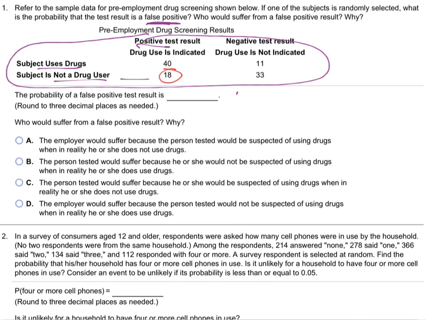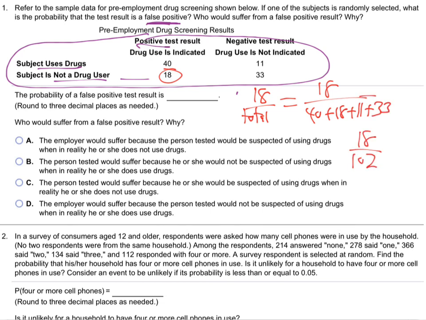It's a probability. So with probabilities we always divide by what? 18 over what? Total. Exactly, total of all 4, all of them added up. 40 plus 18 plus 11 plus 33. What is that? 102. So 18 divided by 102. Just use your calculator. What are we getting? 0.1764. How many places? 3. So 0.176, rounded to 3 places. Is that okay?